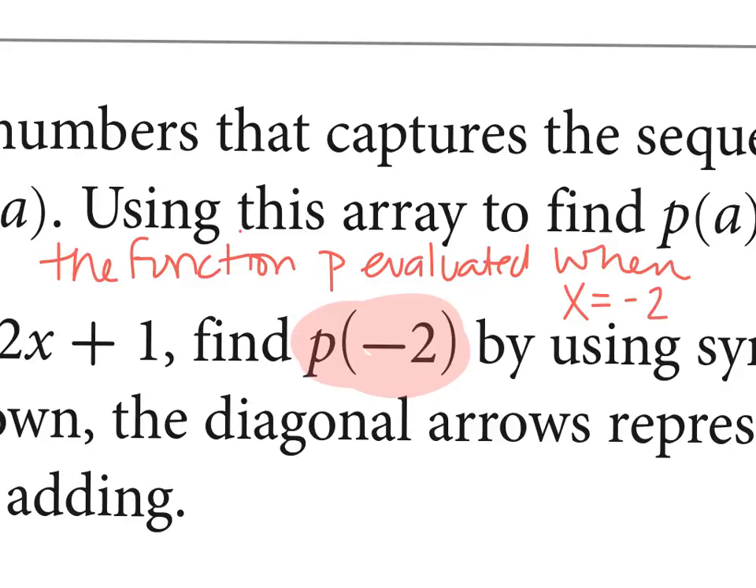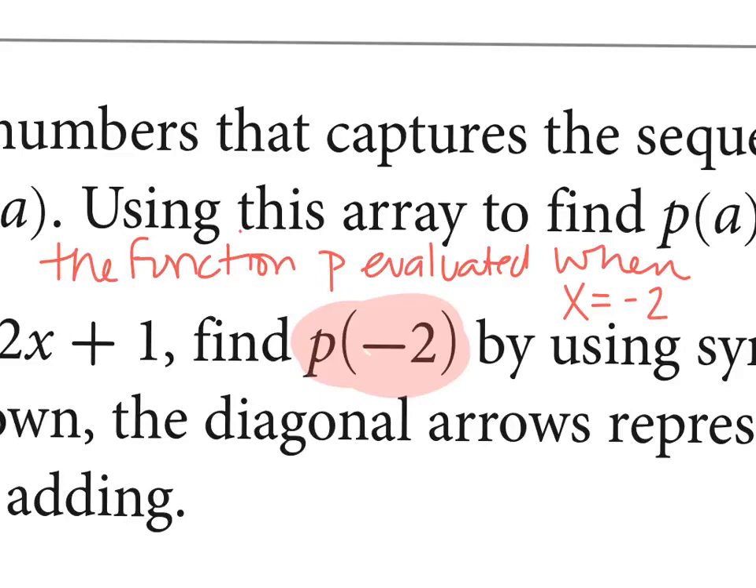It's a shorthanded math way to write all of those words without actually having to write all of those words, because we're kind of lazy people and we don't want to write everything out. So that's literally what p of negative 2 means: to evaluate the function p when x equals negative 2.